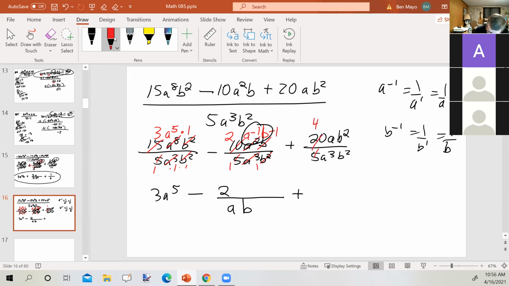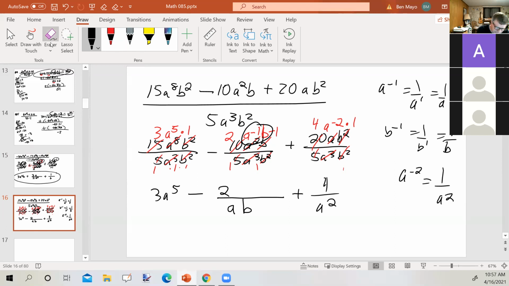All right, going on, plus 20 over 5 is 4. A divided by a cubed would be a to the 1 minus 3, or a to the negative 2 power. B squared over b squared would be b to the 0 power, or just 1. So now I've got 4 times 1, which is 4, a to the negative 2 power, which would be 4 over a to the positive 2 power, because a to the negative 2 is 1 over a to the positive 2 power. All right there?